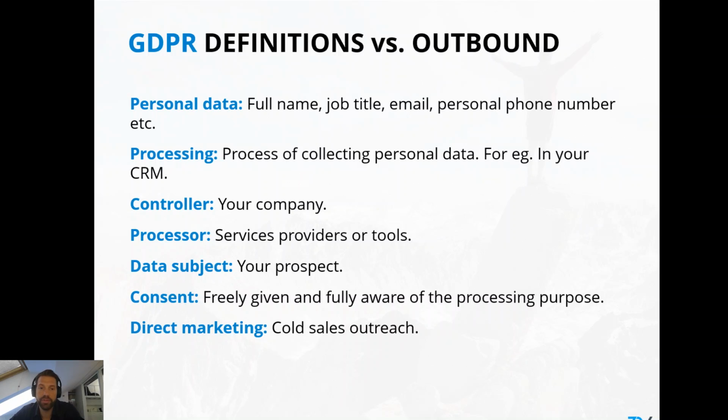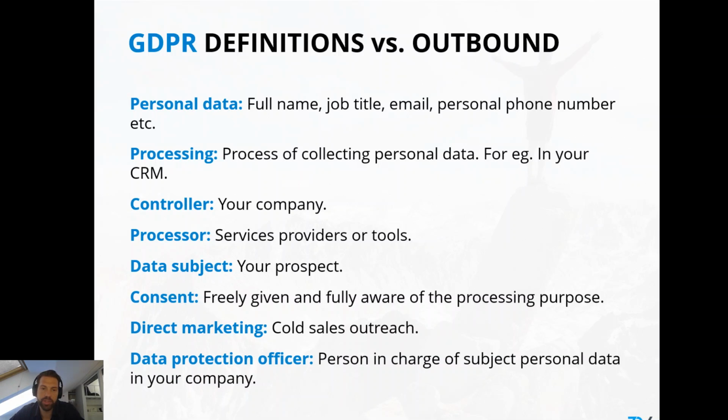Direct marketing is the term that is used once in the full GDPR, which basically means cold sales. And then the data protection officer, also called DPO, is the person in the company who is in charge of making sure that personal data and any data processes are compliant with GDPR.